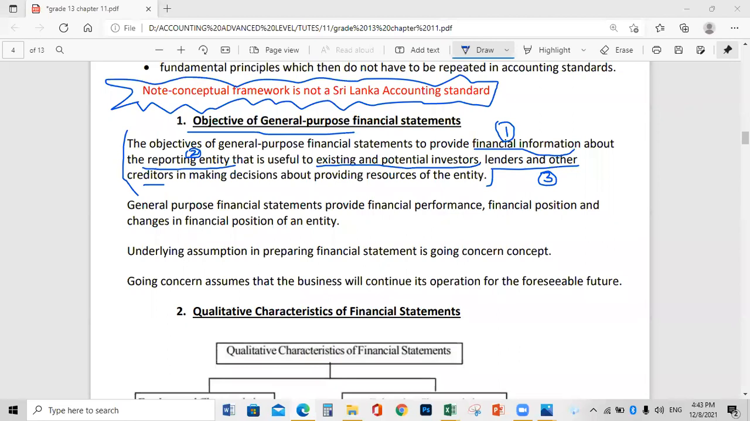Yes, you might have heard the word future investors. They have the money. They are waiting to invest in our business. We call it the potential. Existing are the people who have already invested. Potential are the people who are willing to invest in the future. Okay, guys, can you all tell me, who are lenders? Can you all give me an example?